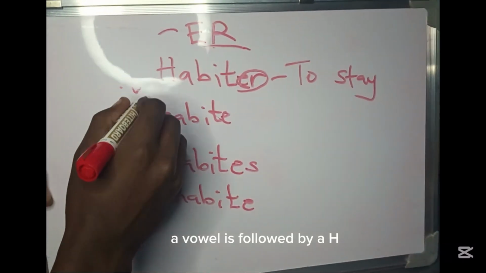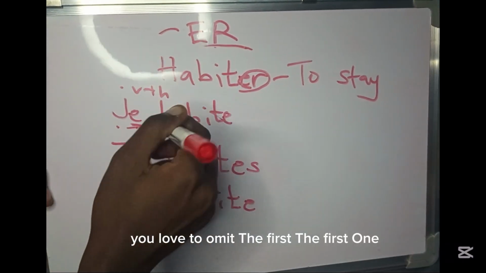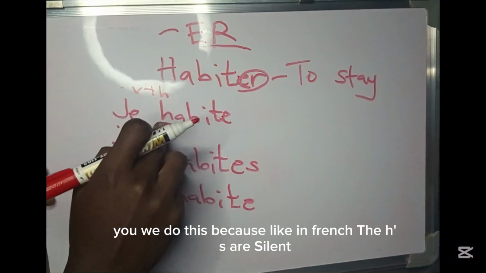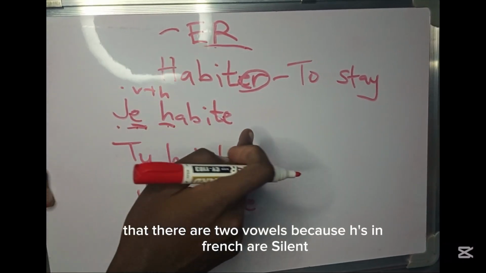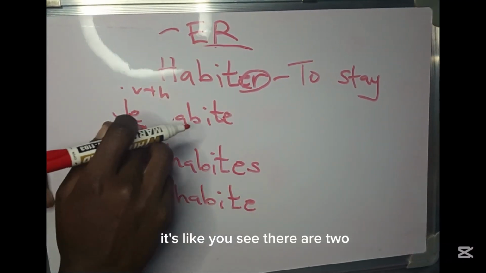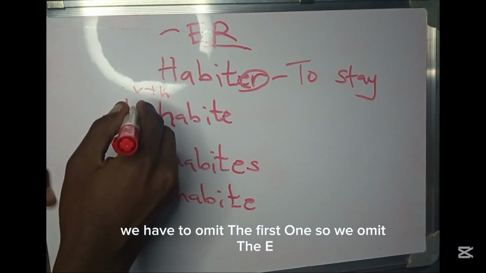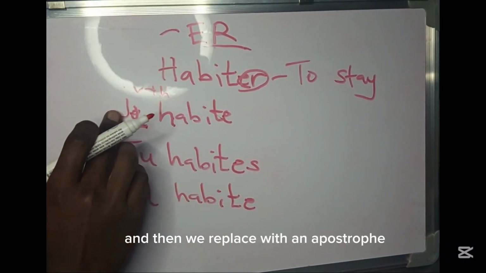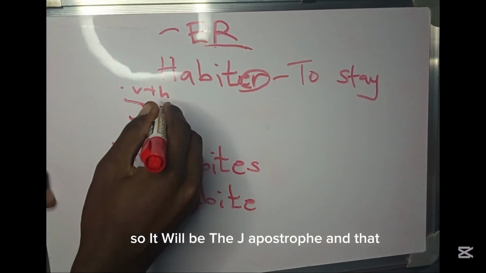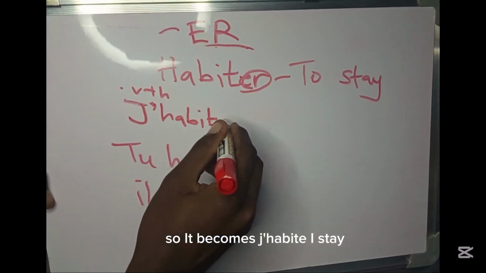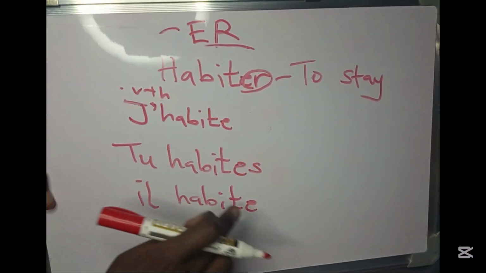If a vowel is followed by an H, you have to omit the first one. We do this because the H's in French are silent. So in this case, we assume that there are two vowels, as if the H is not there. And if there are two vowels that follow each other, we have to omit the first one. So we omit the E, replace it with an apostrophe, and join them together. So it becomes j'habite. I live. So j'habite, tu habites, il habite.